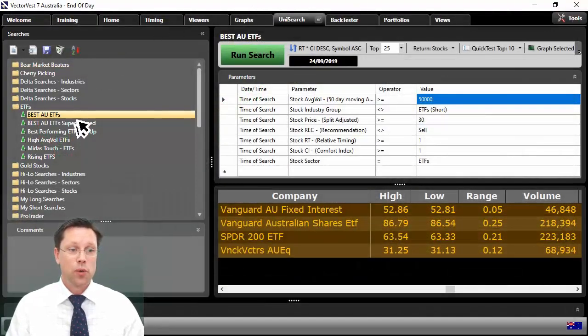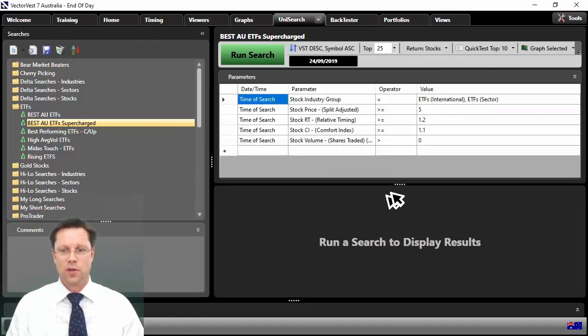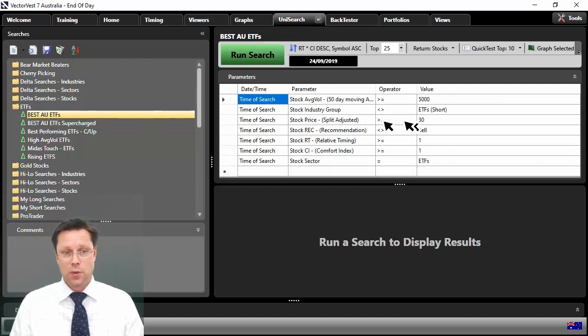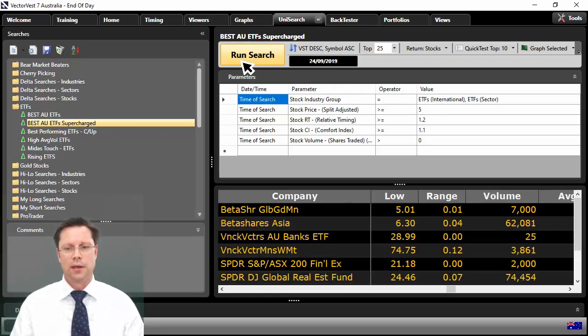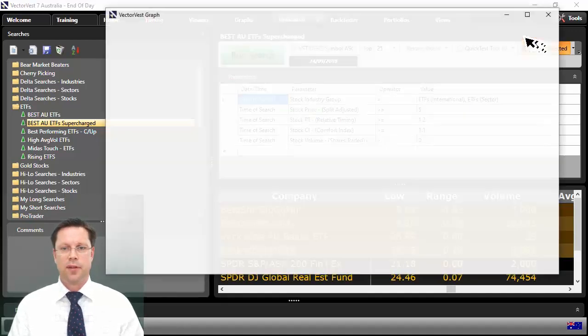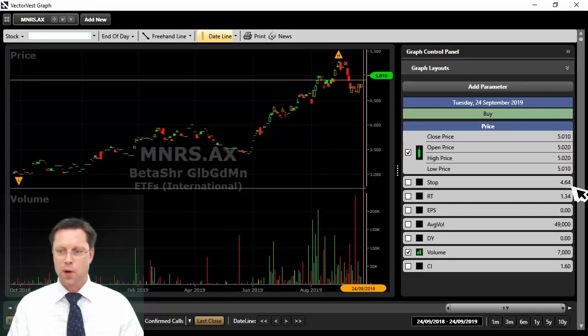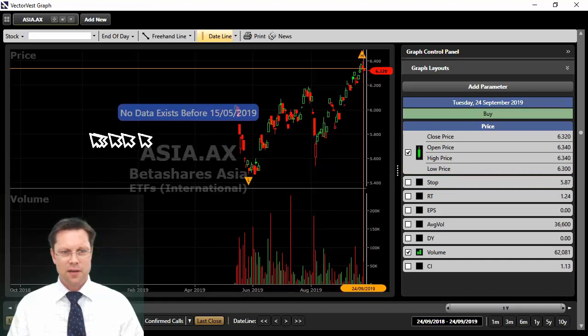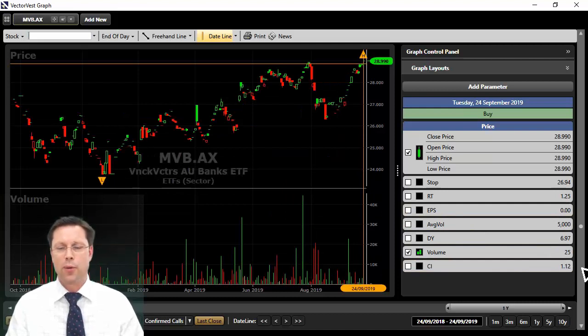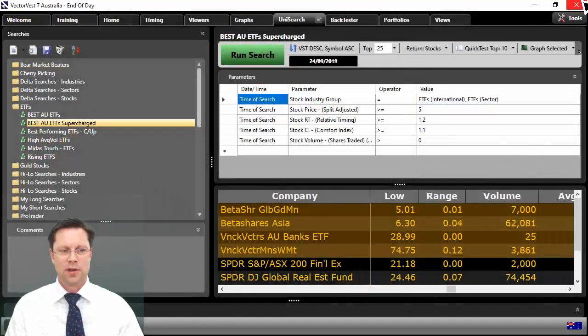Let's have a look at the next one here, best AU ETFs supercharged. Right, so I'll move into this one. Look at that, price split adjusted greater than or equal to $5. So the one we were looking at before, it was $30. This one, we're going down a little bit lower and saying, well, at least $5. If I run the search on this one, look at some of the shares that are coming up. If I graph a couple of these to show you the profiles, not too bad. All right, so you can see quite a few good ones coming through here. A lot of these don't have a lot of data prior. They're quite new in terms of just being listed. So you want to make sure you've got a fairly good track record. I would recommend at least 3 to 4 years, ideally 5+ years where available. Okay, let's close out of here.